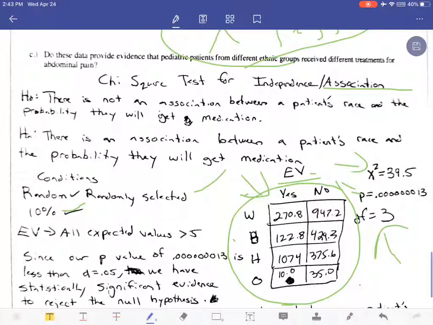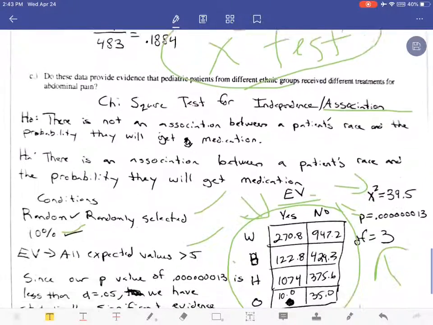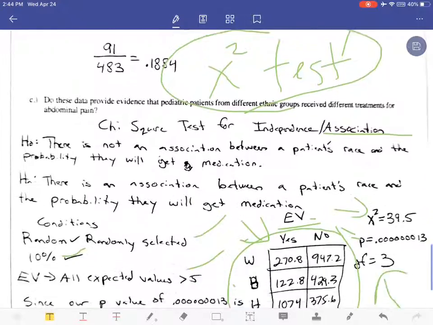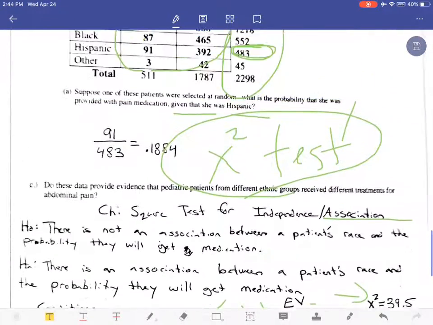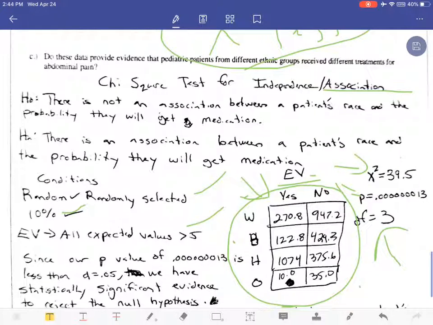But we have all of our expected values now, and we can see that all of our expected values are greater than 5. So that helps us check off that last condition, and that's why I'm waiting to do that last condition till the end. We can also use the expected values to further analyze our data. Even though we have a low p-value, we can break it down, and we can see that the observed values for the white population were higher for being given medication, and all the other races were not. So that's the main reason that our p-value is low.